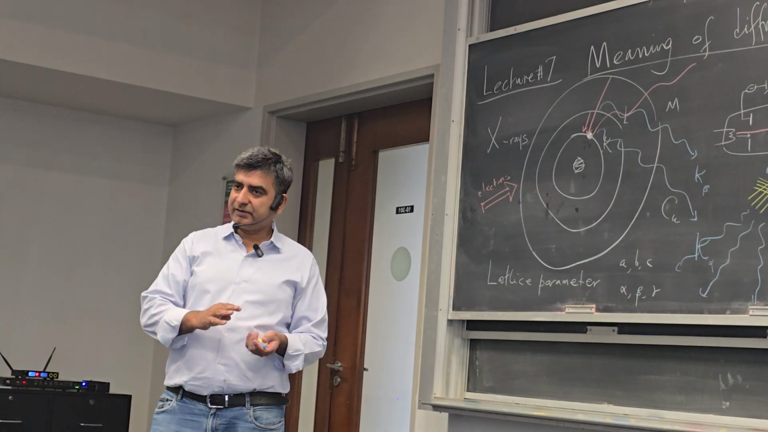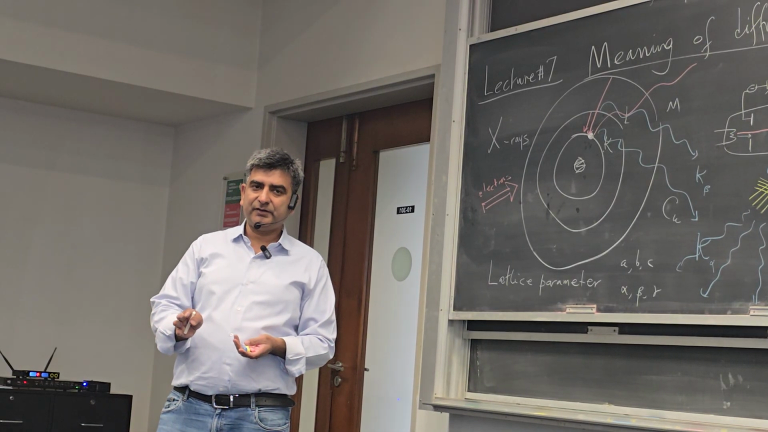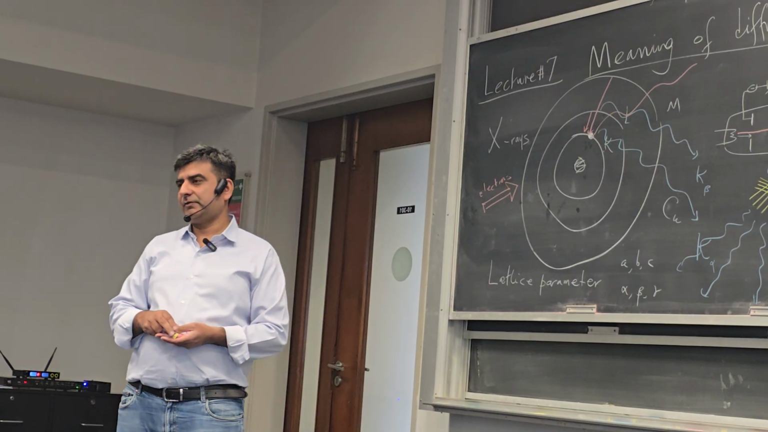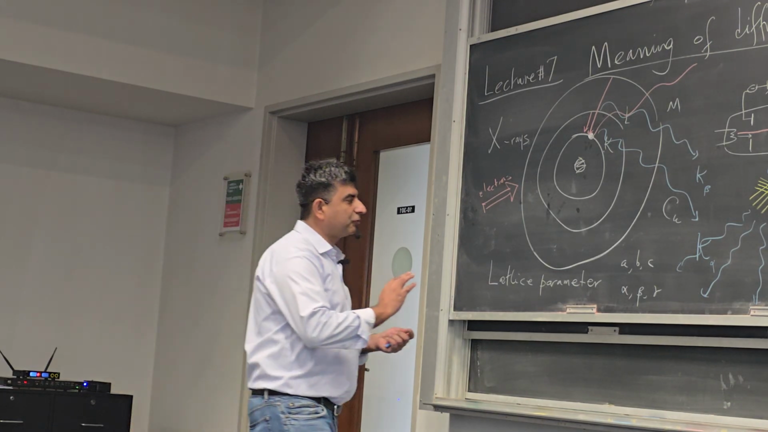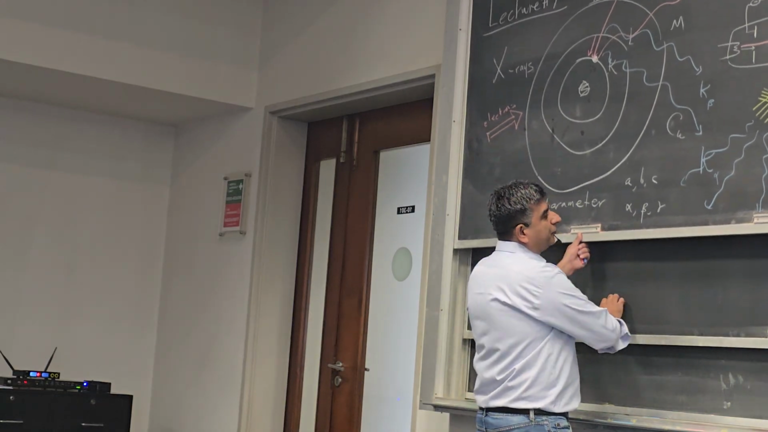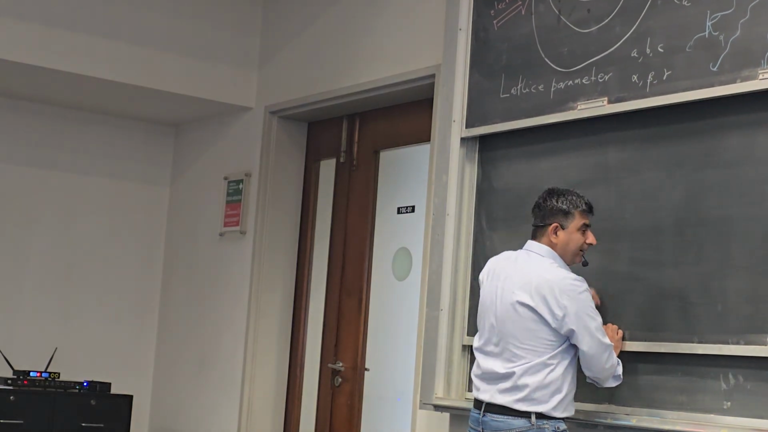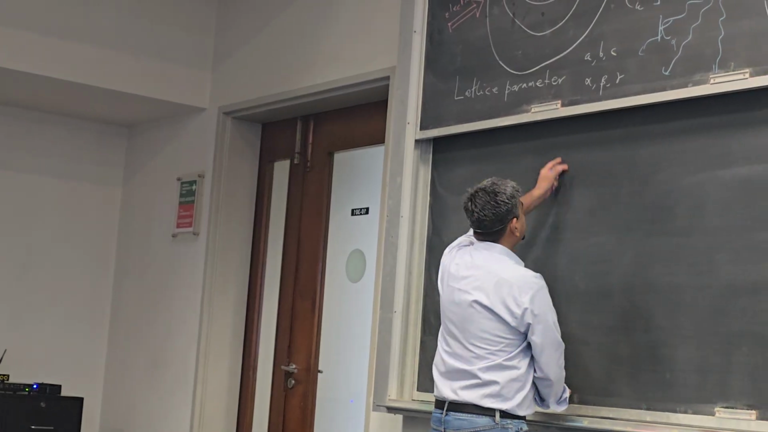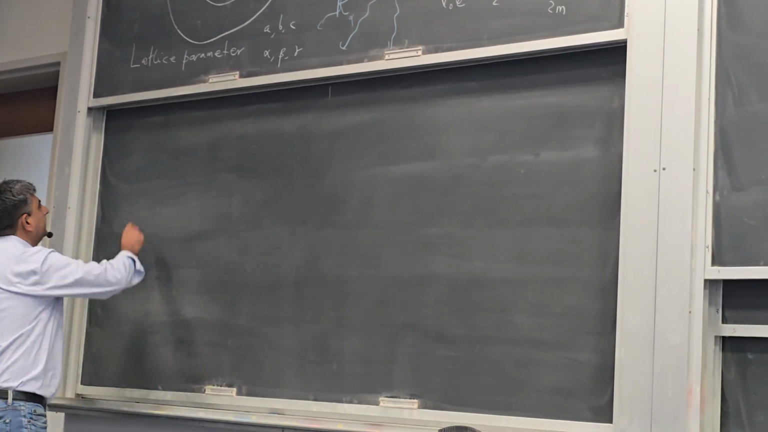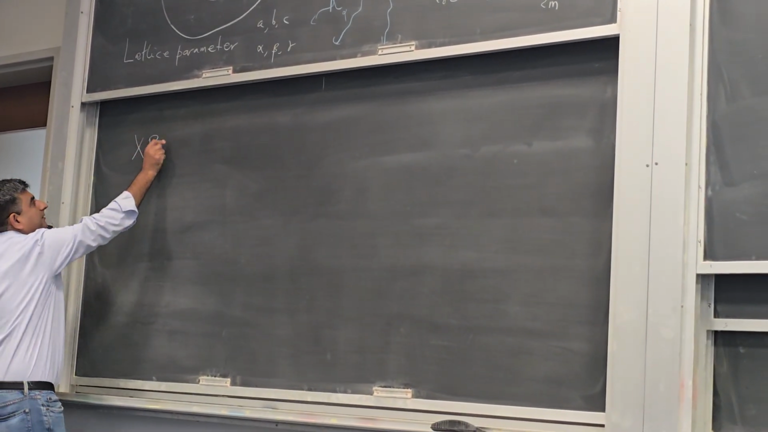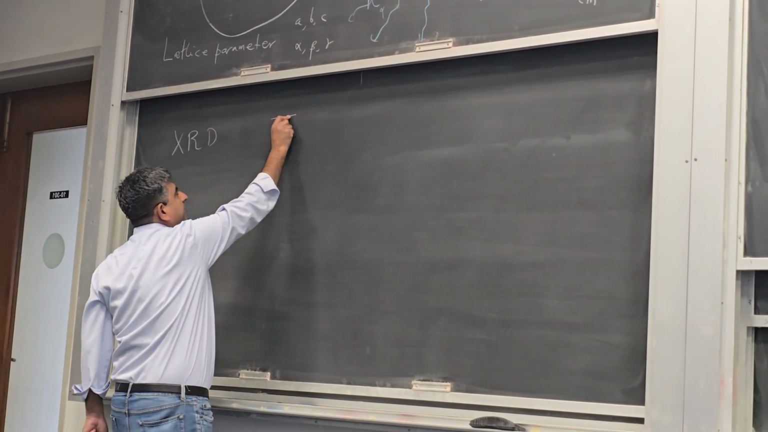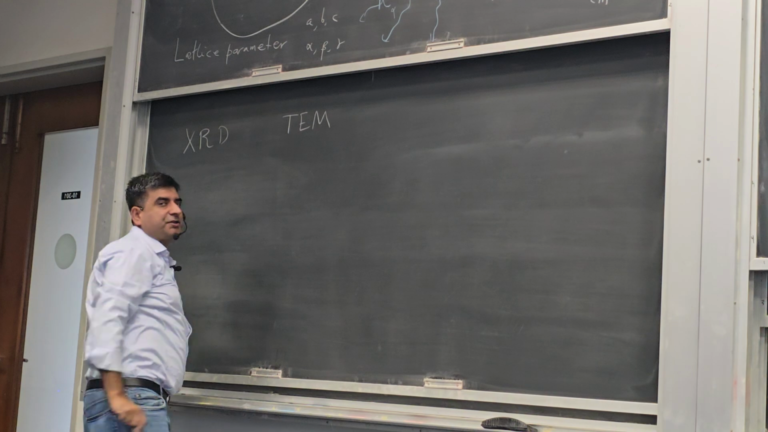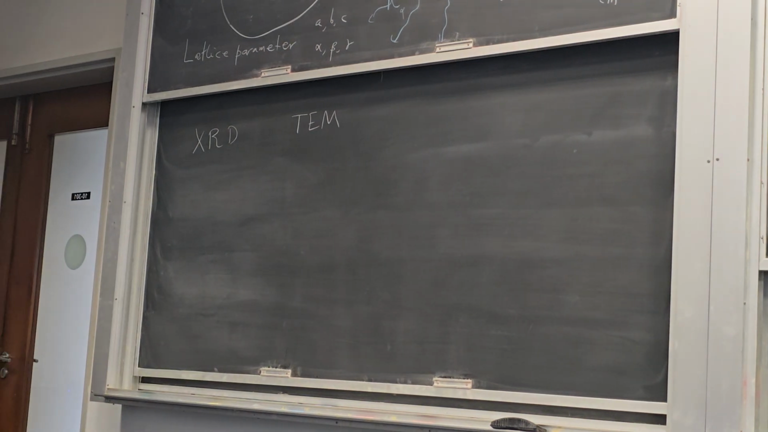Okay, so you can use X-rays in an X-ray diffraction apparatus, or you can use electrons in a transmission electron microscope setup. So these are the two basic techniques that are used for crystal structure determination: XRD, which is X-ray diffraction, and TEM, which is transmission electron microscopy.